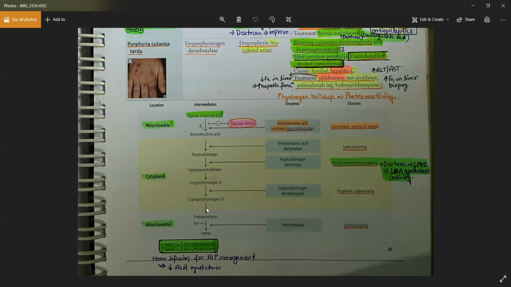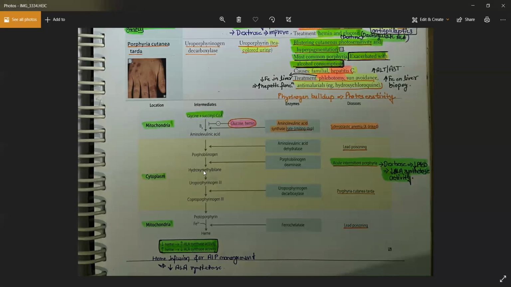Now this substrate will go to the mitochondria again, and within the mitochondria this protoporphyrin will be converted into the heme after combining with the iron. The chelating enzyme will work here, which is known as the ferrochelatase. It will cause the formation of heme ultimately, right? Is that okay? The whole reaction.